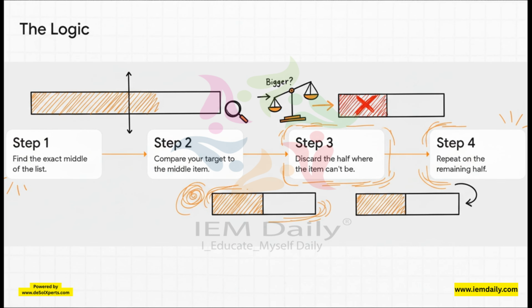And the logic behind it? It's so simple it's beautiful. You just jump straight to the middle of your list. You ask one simple question. Is the thing I'm looking for bigger or smaller than this middle item? And based on that answer, you instantly get to throw away half the data. Then you just do the exact same thing on the half that's left over.